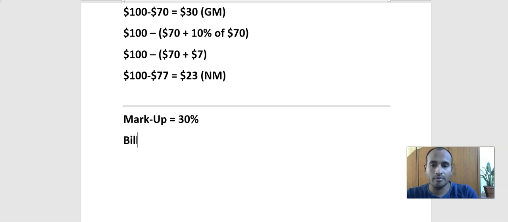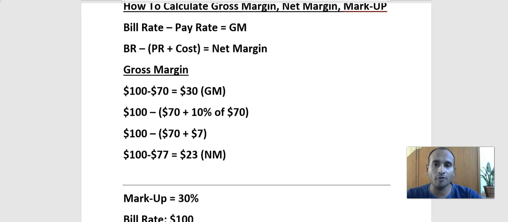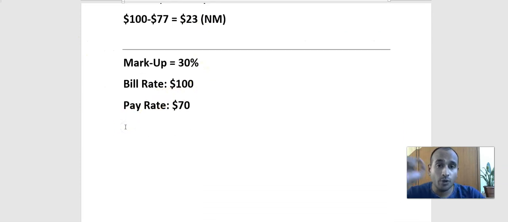Let's say bill rate is $100. Now pay rate is what you have paid the candidate, how much? $70. So how much money are you going to make? What is the formula of making money? Bill rate minus pay rate. Now, if you are paying a candidate 70, you need to find out what your actual bill rate is.